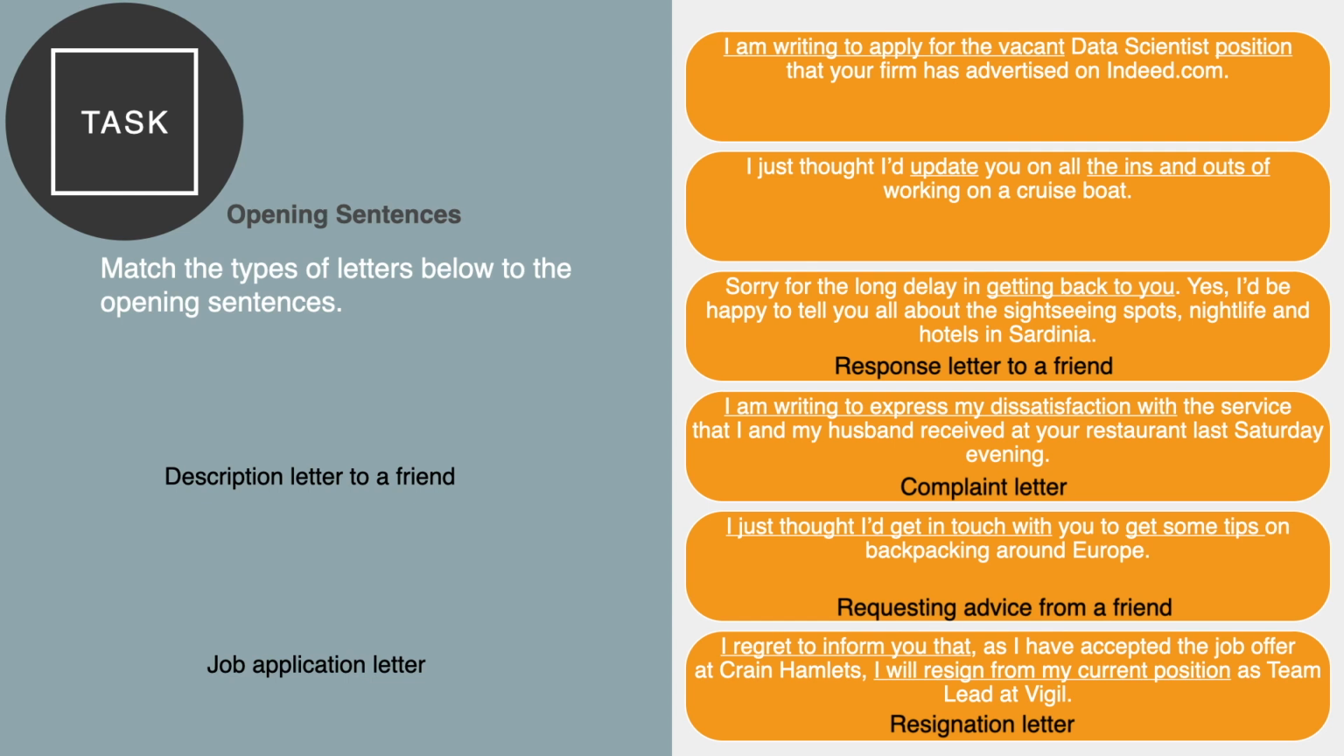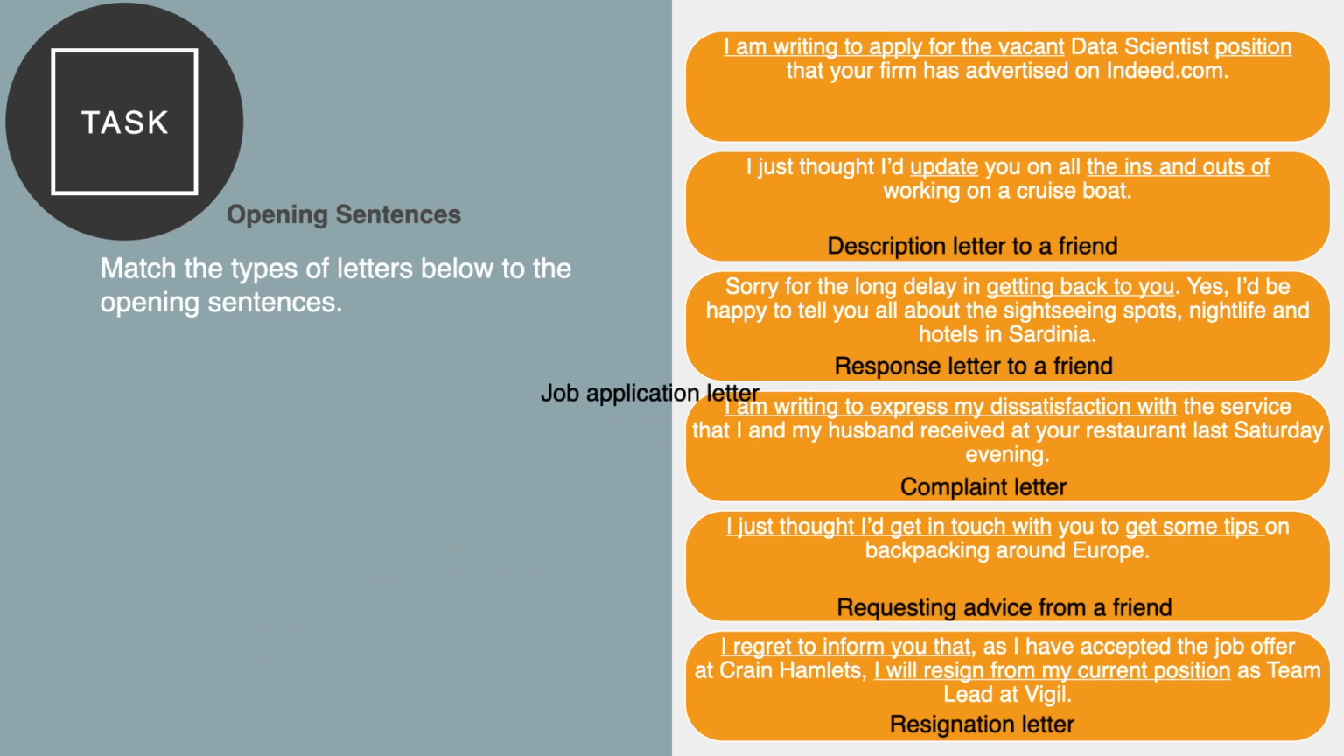Resignation letter. I regret to inform you that I will resign from my current position. Now, this is clearly bad news. It is also formal and evidently to your employer. Description letter to a friend. Now, this is obviously conversational language, as the phrase ins and outs of something means to give details or characteristics or describe something. Furthermore, the verb update is defined as give current information.